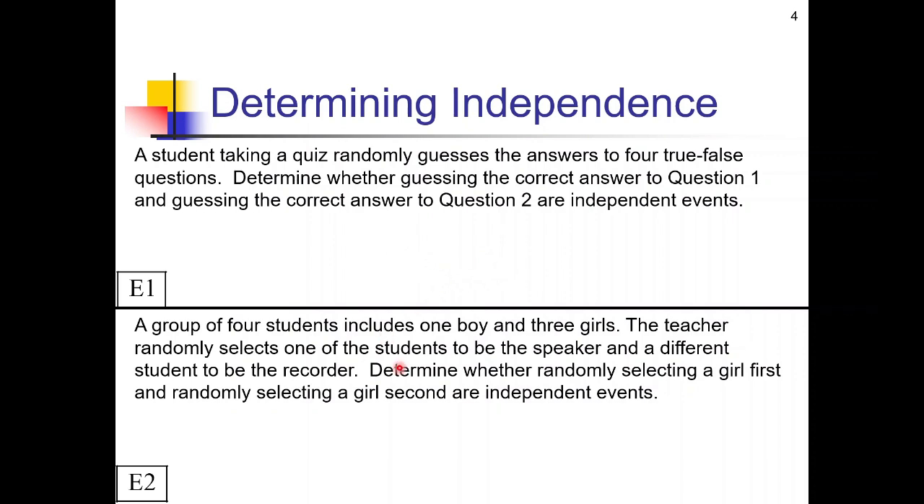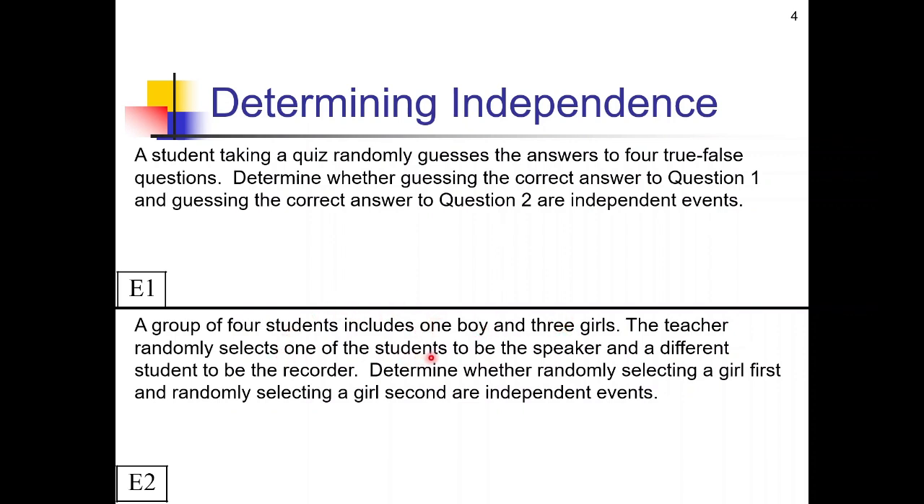So these first two questions, first two big examples, we're just going to be figuring out whether we have independent or dependent events. And that's it. So take a look at these two situations. In the first one, we have a student taking a quiz, randomly guessing answers to 4 of the true-false questions. We want to know if guessing the correct answer on question 1 and guessing the correct answer to question 2 are independent events.